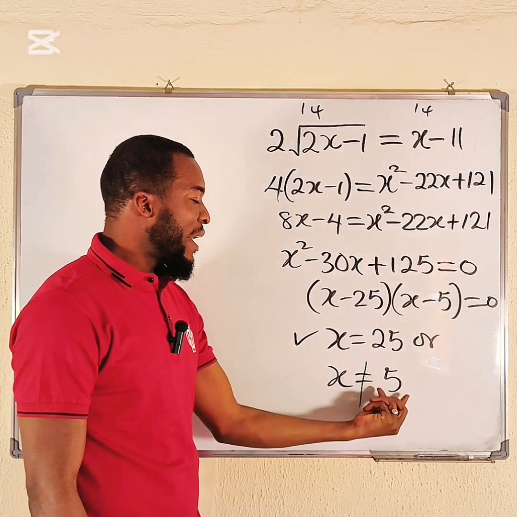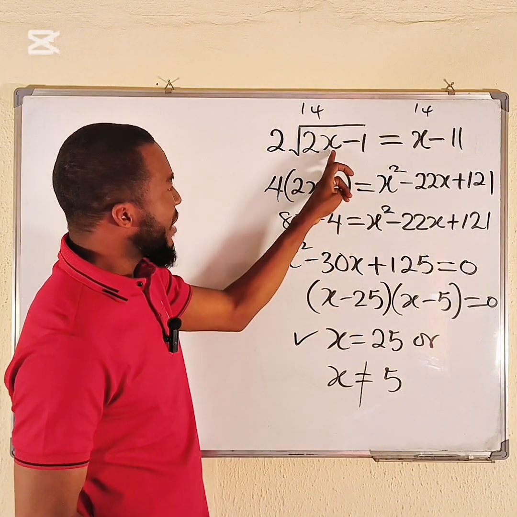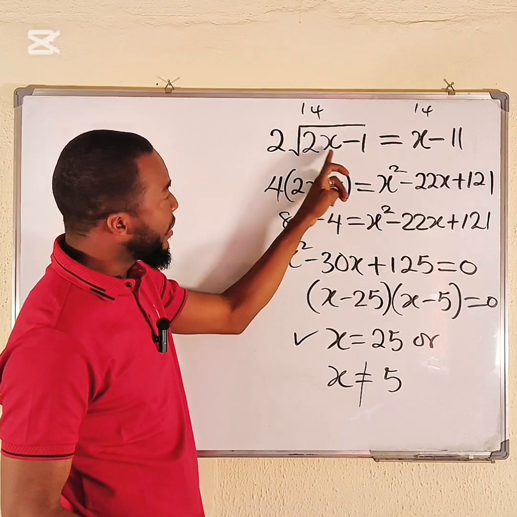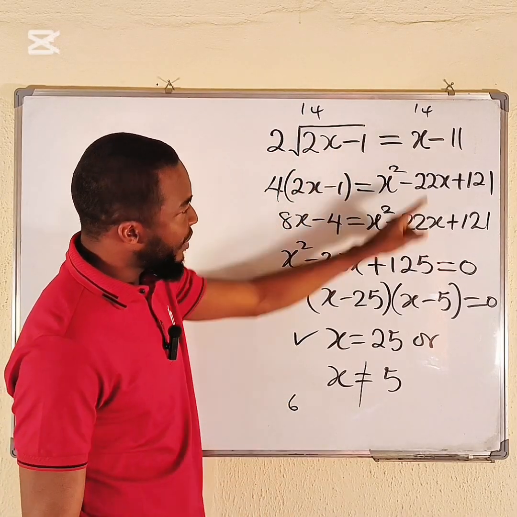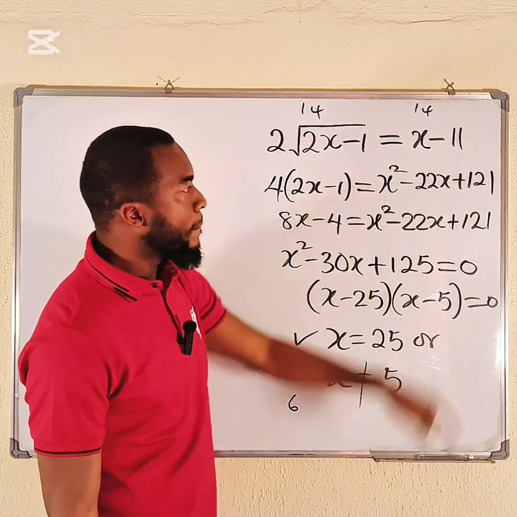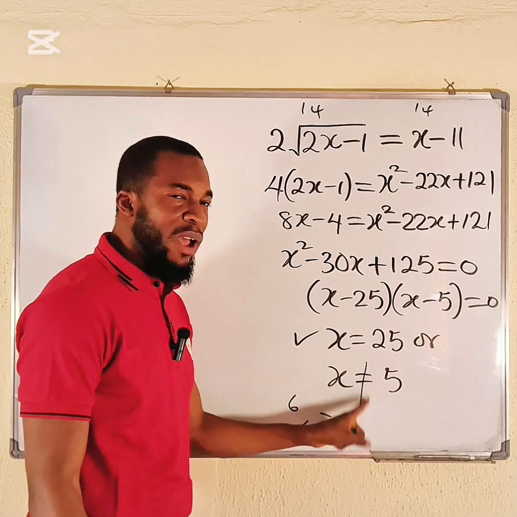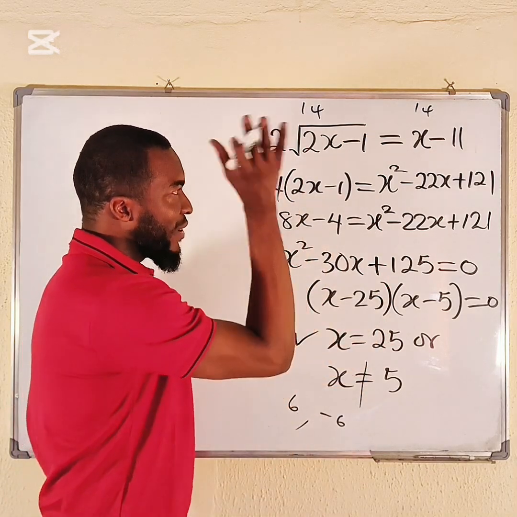Remember, the domain has to get rid of this one, but you can confirm: 5 times 2 is 10. 10 minus 1 is 9. Square root of 9 is 3. 3 times 2 is 6. Then you look at the other side. This is 5 minus 11, which is negative 6. But they are not the same. And hence, you have to discard this one and consider 25. 25 is the valid solution.